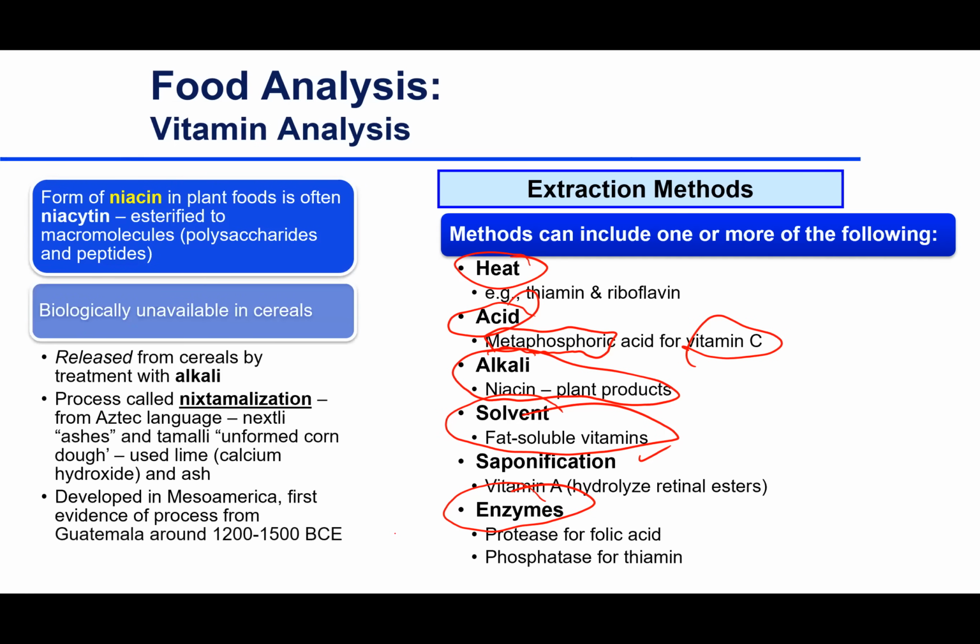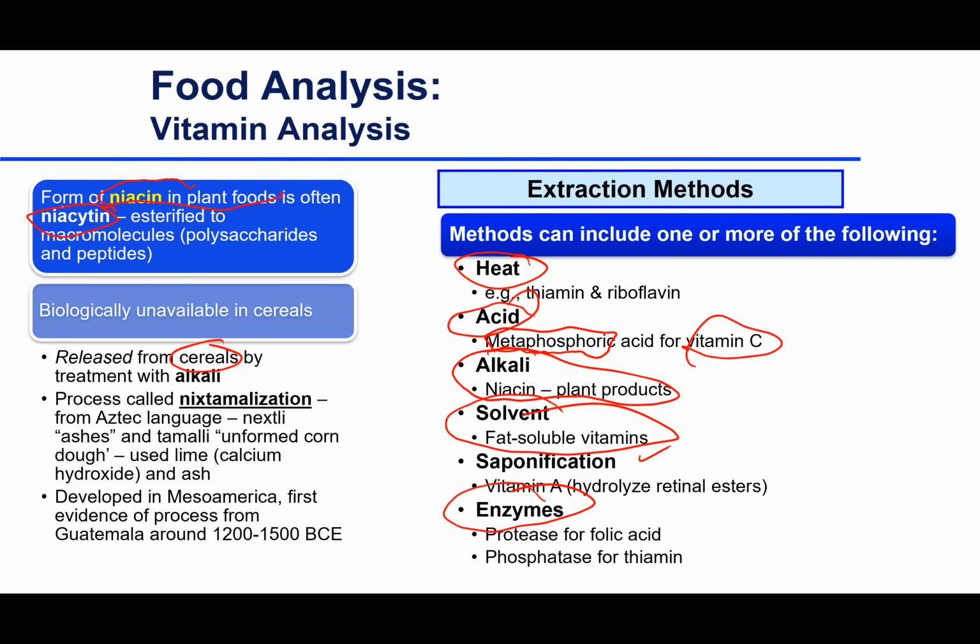Now, the one I want to come back to is niacin because it's such a classical case and has tremendous implications for the human food supply. So niacin in plant foods, and particularly for cereals, is present in the form called niacytin. Has anybody ever heard of this? Is this something they talk about in another class? Well, I'm glad you're here today then.